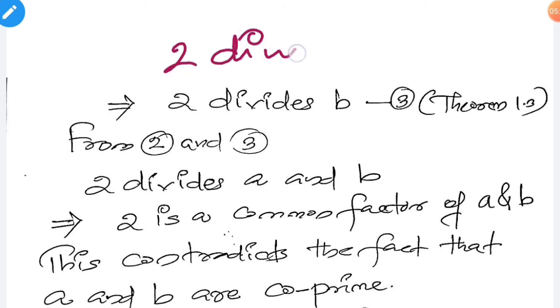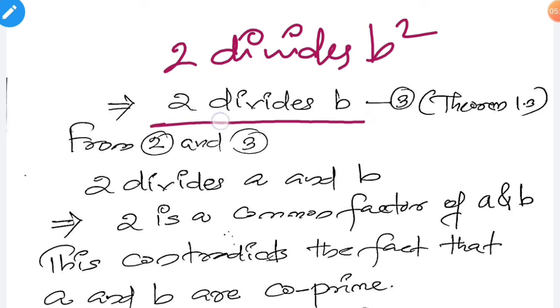2 divides b square. Then by theorem 1.3 we can write 2 divides b: if a prime number divides b square, that prime number divides b. Let it be equation number 3.